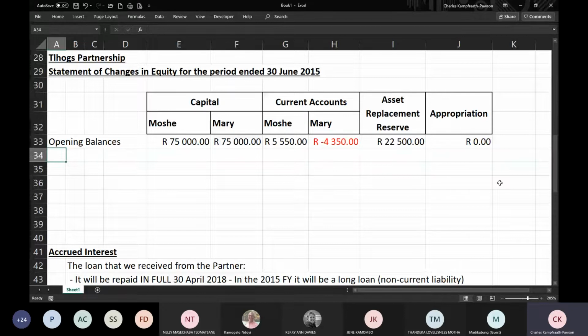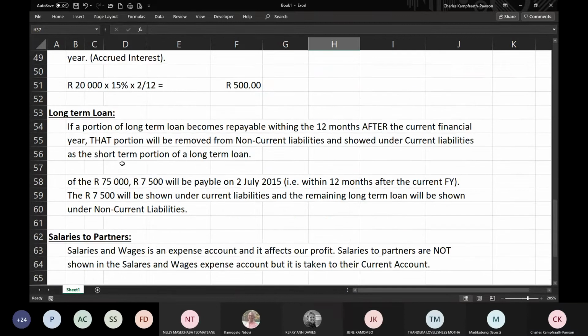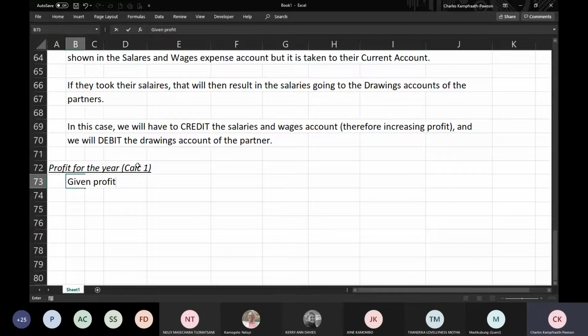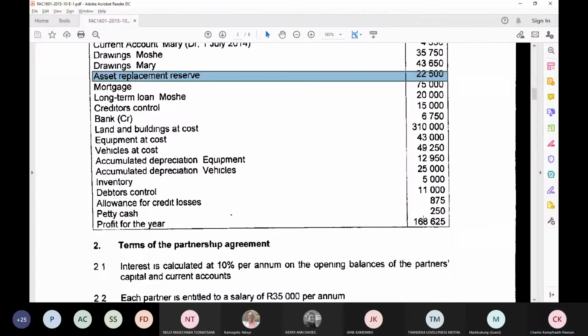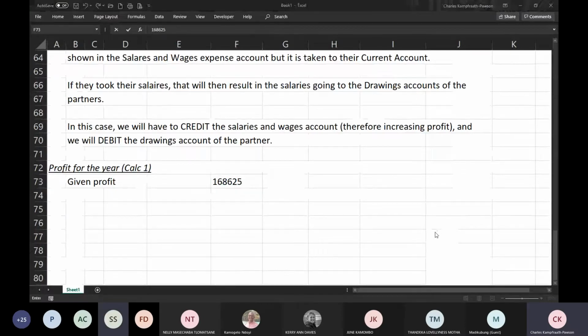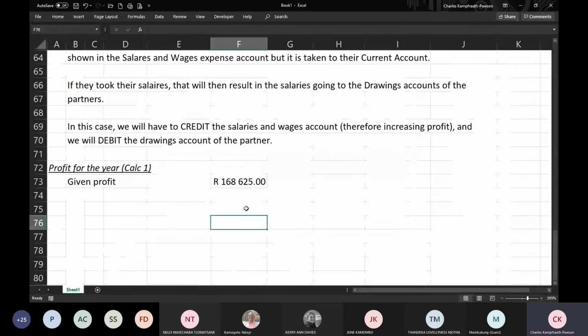The first one that we need to look at is the profit for the year. But that profit requires some adjustment. So let's say Calc 1. Profit for the year, Calc 1. What is the given profit? $168,625. Everybody happy?